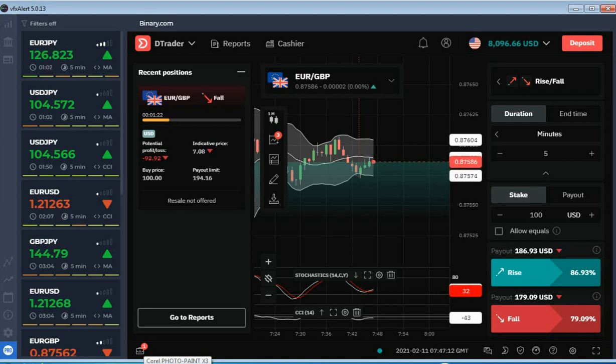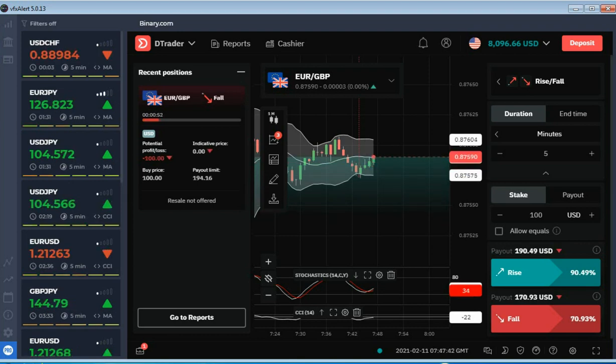Expiration soon. The forecast is wrong, option is at a loss. The transaction ended at a loss, we are waiting for the next signal.